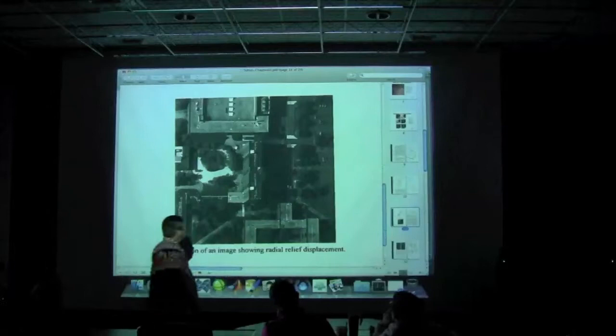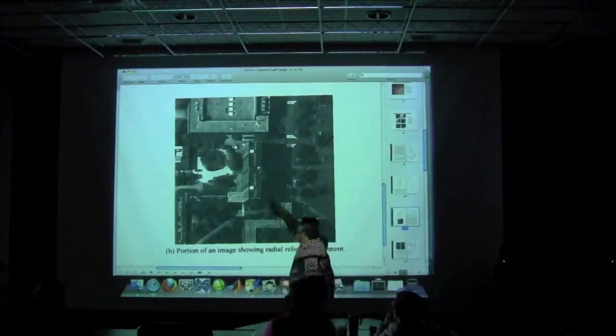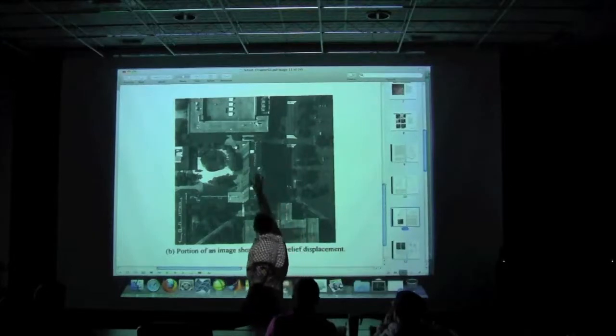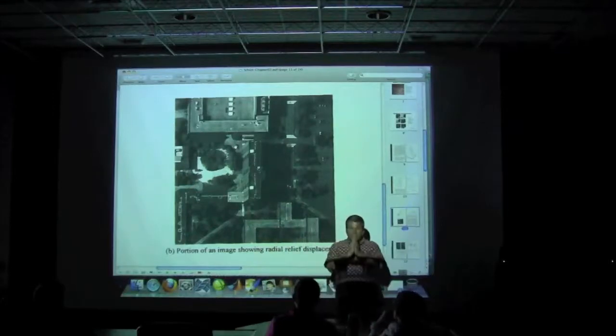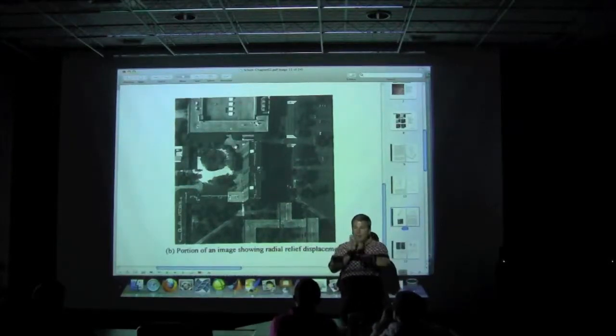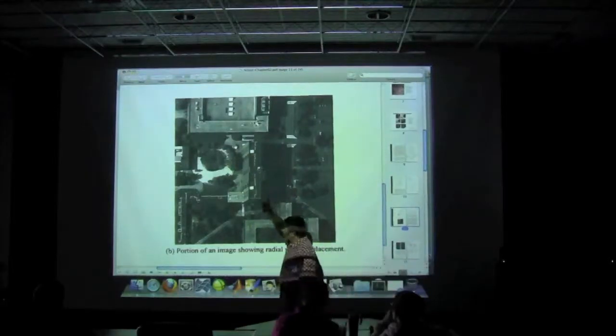Okay, so if we're looking at this image, let's assume I'm shooting straight down. My camera is located straight overhead, and if I projected a line down to the earth that was perpendicular to the ellipsoid, I'd be right in the center of the scene. As I look away from that center, I look radially outward in the scene.